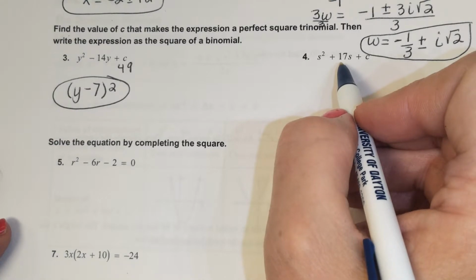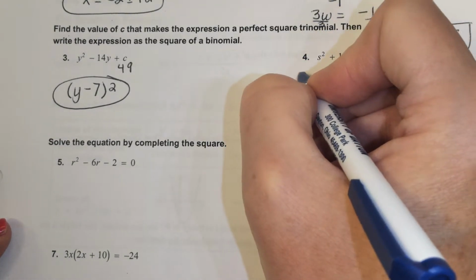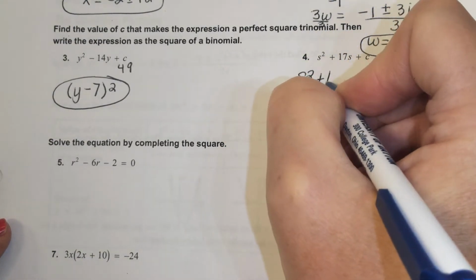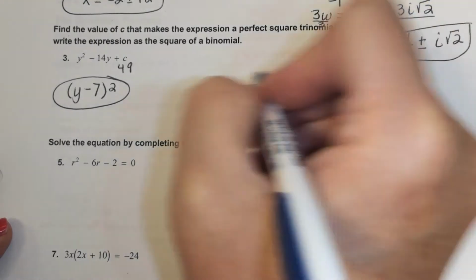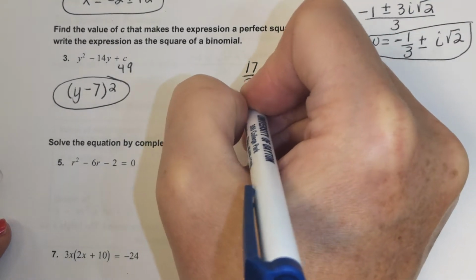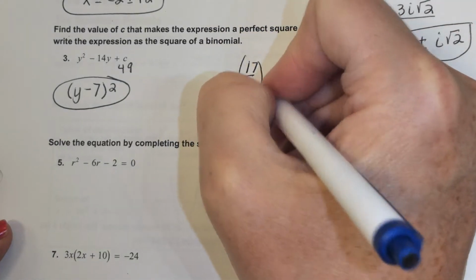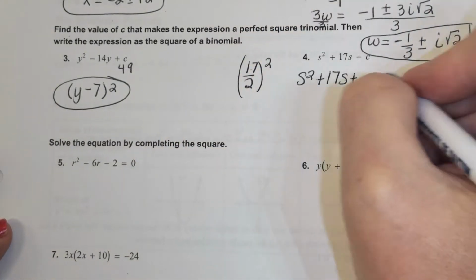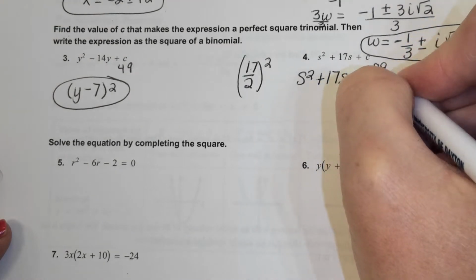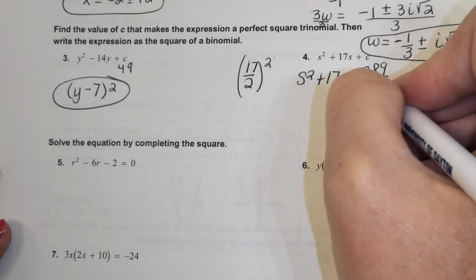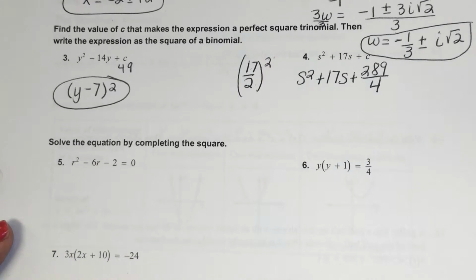Now we're going to have an odd number. It's the same kind of thing. I have s squared plus 17s. I have to take half of 17, but I'm not going to call that 8.5. I'm going to leave it as 17 over 2. Now I'm going to square it. 17 squared is 289 and 2 squared is 4. So that's what the c value would have to be.